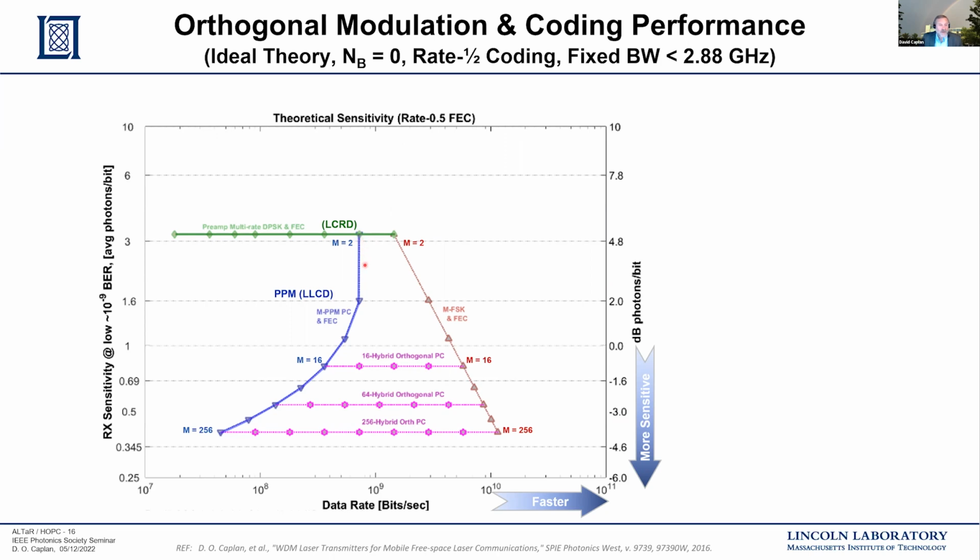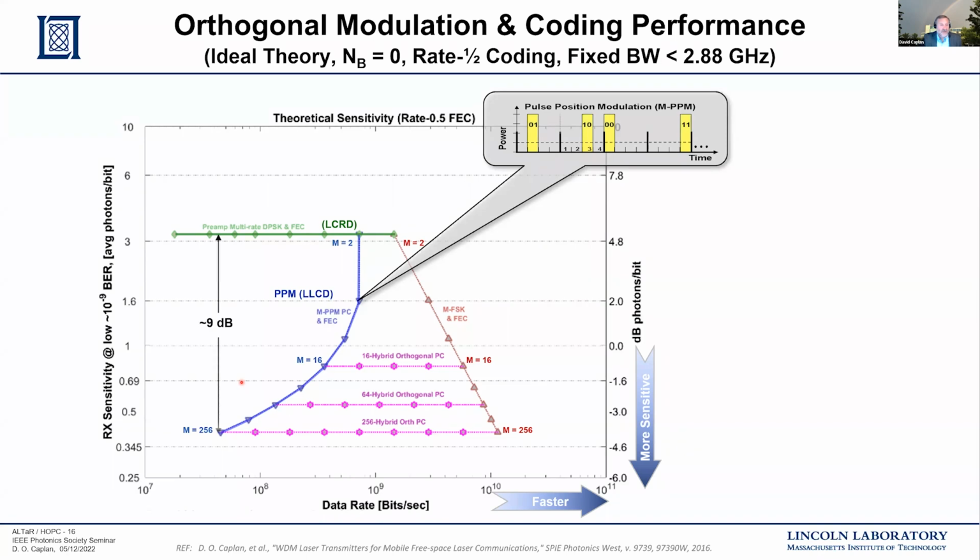operate with binary PPM all the way up to 256-ary PPM. And this blue curve shows the performance as we increase the alphabet size. Now, it's worth noting that all of these modulation curves I'm showing have the same basic limitations. I'm assuming no background noise, a half rate code, and a maximum bandwidth of just under 3 gigahertz. So given that, one of the things you can see is that the PPM relative to the LCRD DPSK, which is a preamplified receiver, can improve the sensitivity dramatically by up to 9 dB for large M.